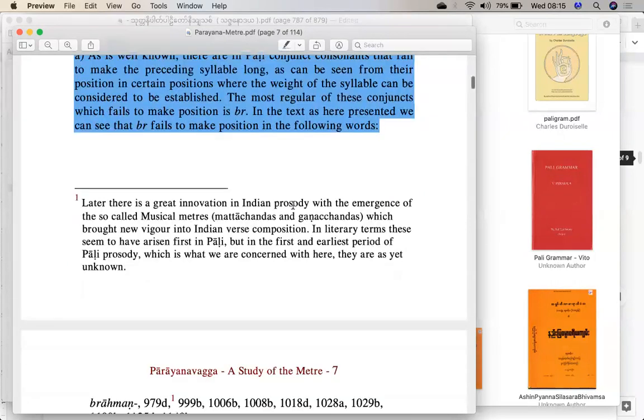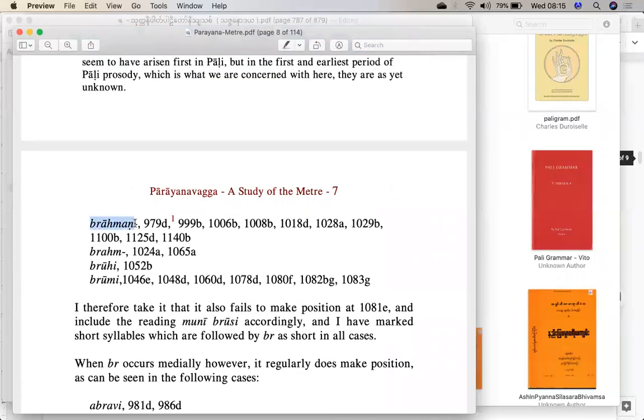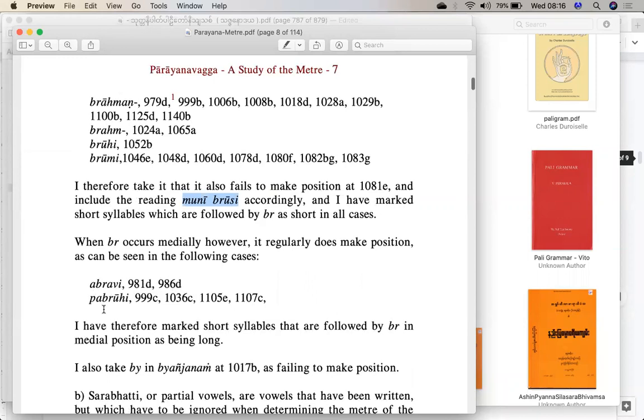Especially this bra, here you see. He counted it in the word Brahman, in the 979 fourth line, in the 999 second line, and in the 1006 line. He considered it a light syllable even though it comes before the conjunct. Here, mutni brusi, and so on. In the abra we can find many words. Even though bara is a conjunct consonant, any syllable before it we cannot consider as long.